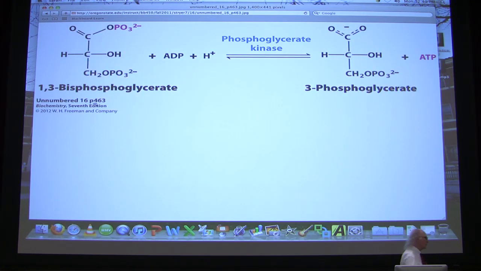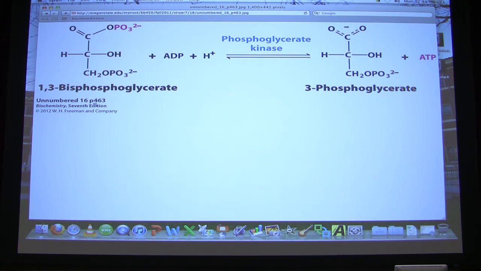In the next reaction, we generate our first ATPs. Okay. This enzyme is known as phosphoglycerate kinase. If you want to call it PG kinase, that's fine too. In this reaction, a phosphate from 1,3-BPG is being transferred onto ADP to make ATP, and that leaves us behind with 3-phosphoglycerate.